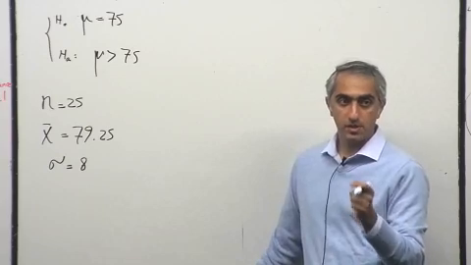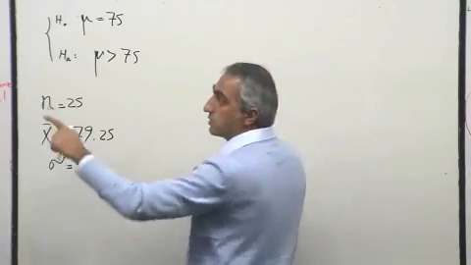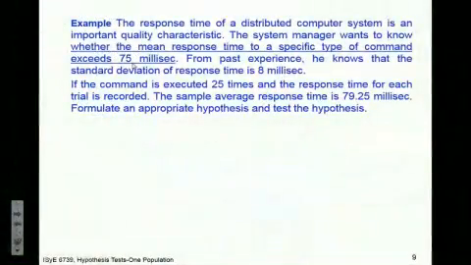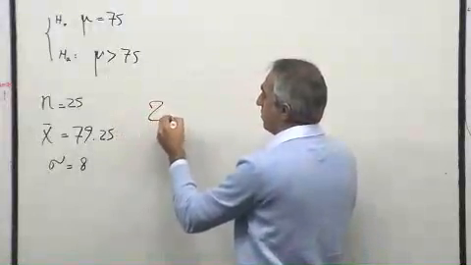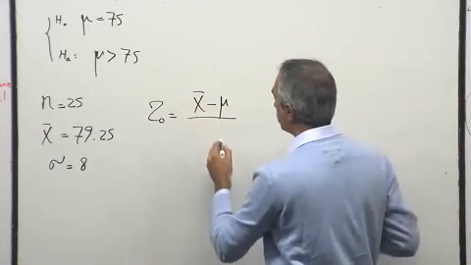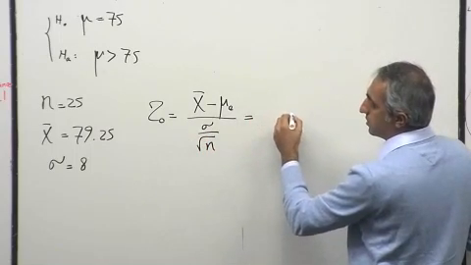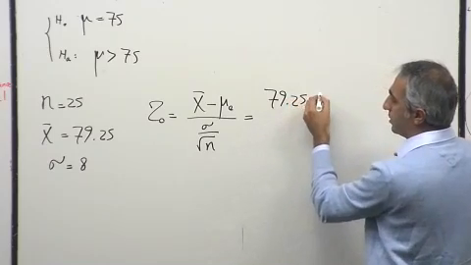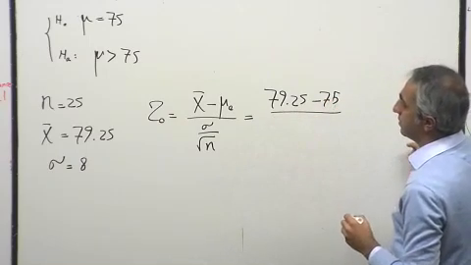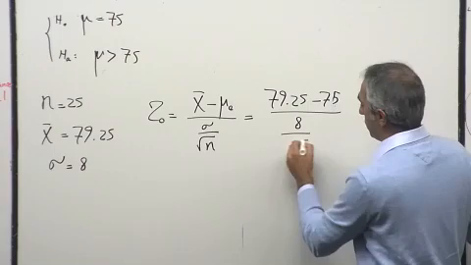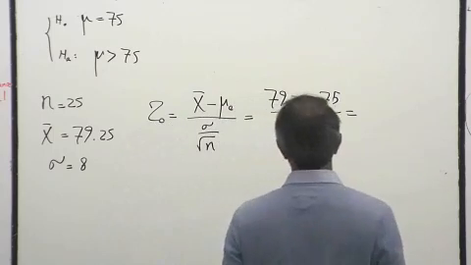Because if you are estimating, instead of Z you need to use what? T-distribution. So it says from past experience, so I know this is sigma, not S. Z0 is x bar minus mu 0 divided by sigma over square root of n, which is 79.25 minus 75 divided by 8 divided by the square root of n. This number is 2.566.